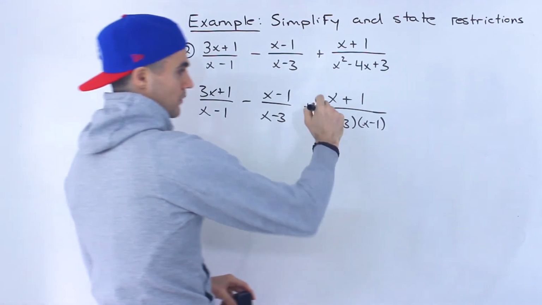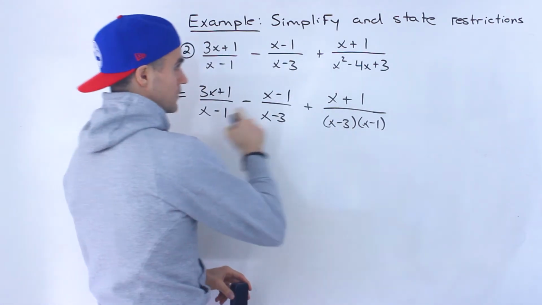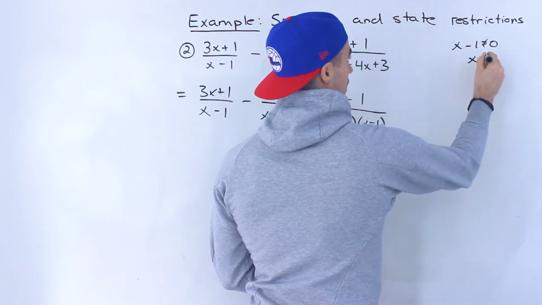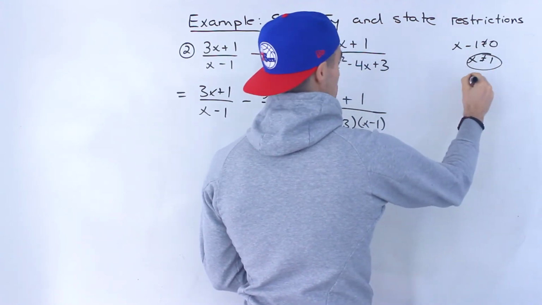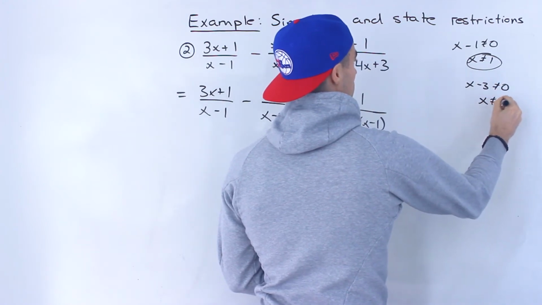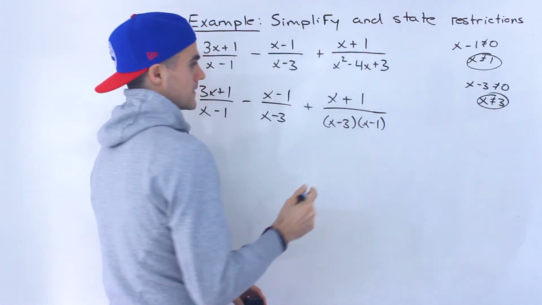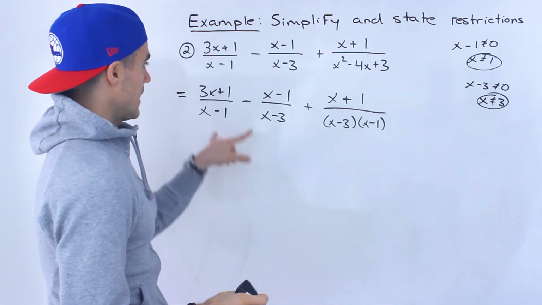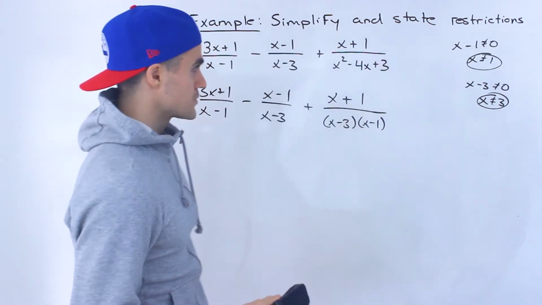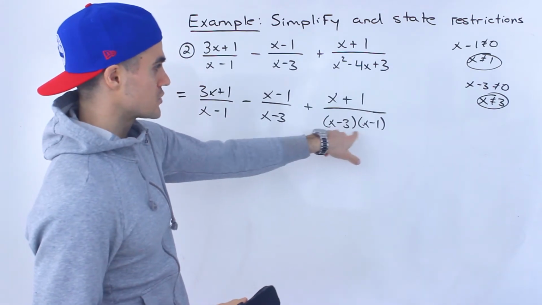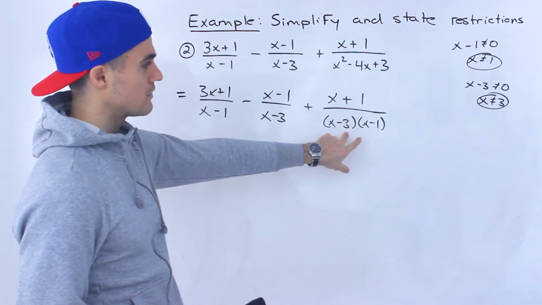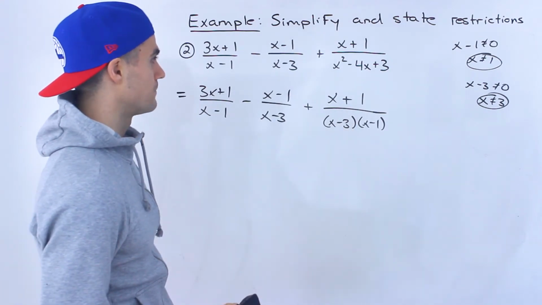Now, we want to get the restrictions at this point. So notice x minus 1 cannot equal 0, which means x cannot equal 1. That's one of the restrictions. x minus 3 cannot equal 0, which means x cannot equal 3. And then these two factors, they also show up over here, and we dealt with those two over there. So the restrictions here, x cannot equal 3, x cannot equal 1. Those same restrictions apply to this denominator as well.